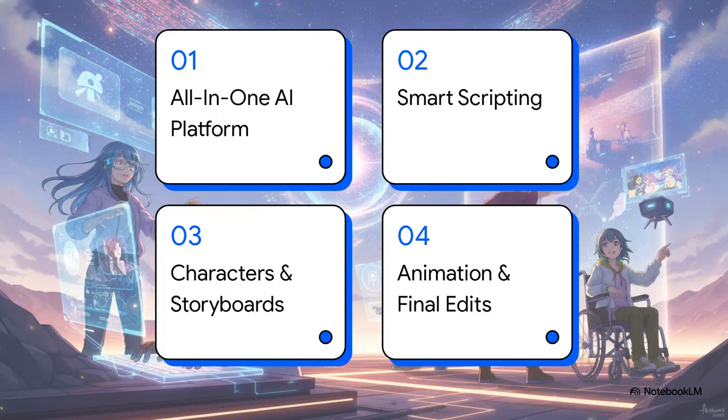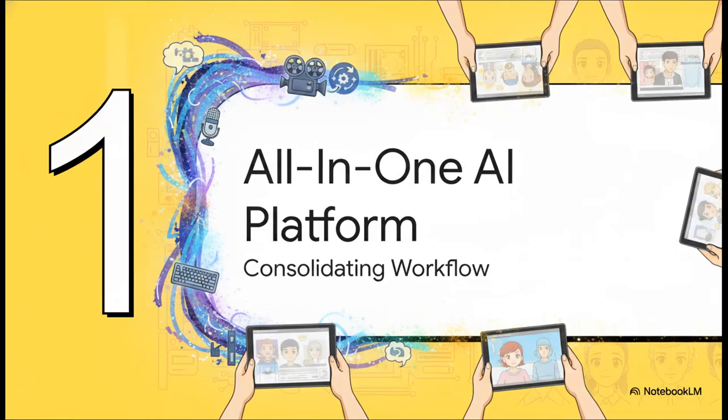We're going to walk you through this exact four-stage pipeline today. Number 1, the all-in-one AI platform. Number 2, step 1, smart scripting. 3, characters and storyboards. And finally, number 4, animation and final edits. All right, let's jump into section 1.